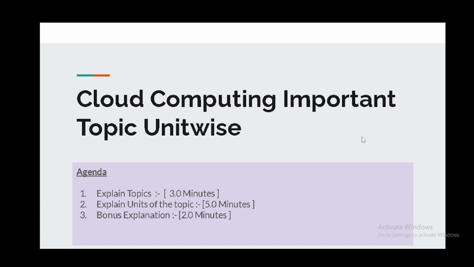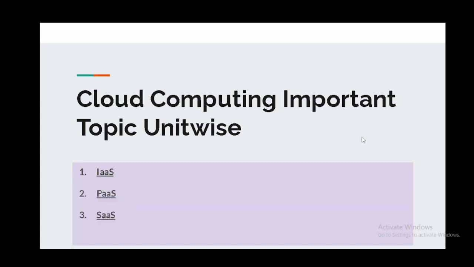So going to the next slide, there are brief points about cloud computing. The brief points are IaaS, which means infrastructure as a service; PaaS, that means platform as a service; and SaaS, that means software as a service. So the whole cloud infrastructure is categorized into three categories.